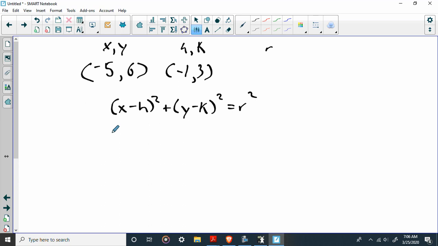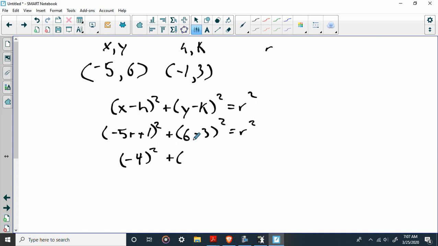So x is -5. h is -1, so minus -1 squared plus y was 6, k was -3. -5 minus -1 actually means -5 plus 1. So what is this going to be? -4 squared. 6 minus -3 is going to be 9, so 9 squared... 3 squared. And again, you guys should see this coming. This is going to be a 3, 4, 5. The -4 squared becomes +16. 3 squared becomes 9. 16 and 9 is 25, so r squared is 25. So my radius is equal to, again, take the square root of both sides. So my radius is 5.